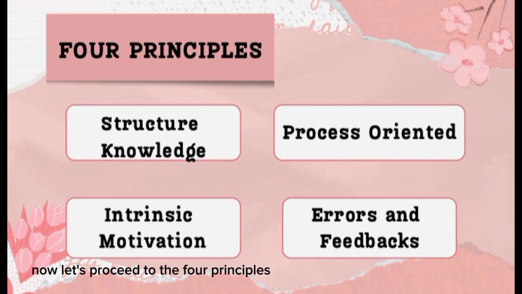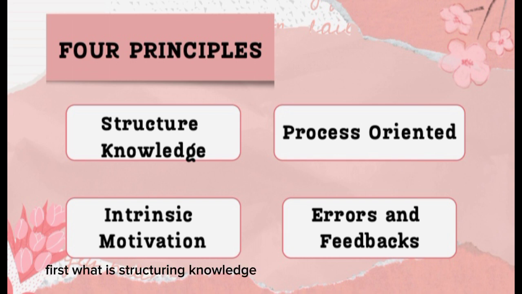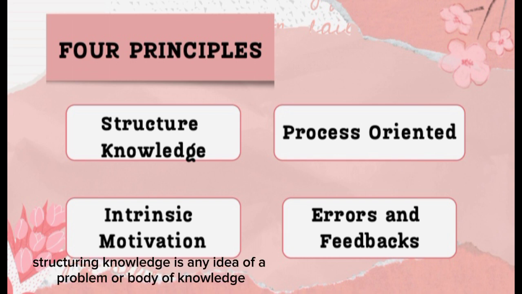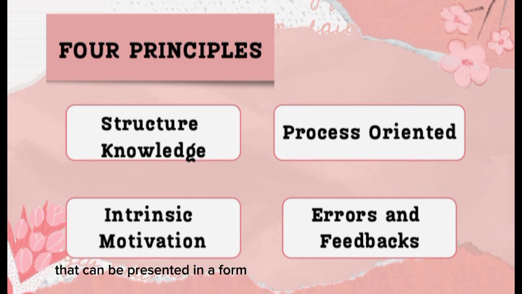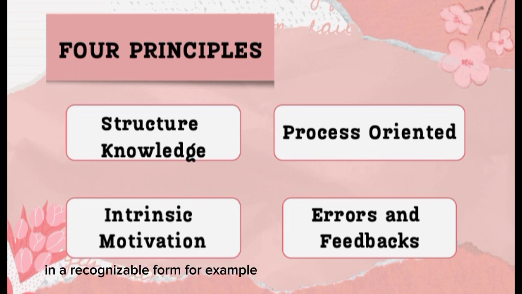Now, let's proceed to the four principles, which are structure of knowledge, intrinsic motivation, process-oriented, and errors and feedback. First, what is structure of knowledge? Structure of knowledge is any idea of a problem or body of knowledge that can be presented in a form simple enough so that the particular learner can understand it in a recognizable form. For example, teaching math, particularly understanding algebra.